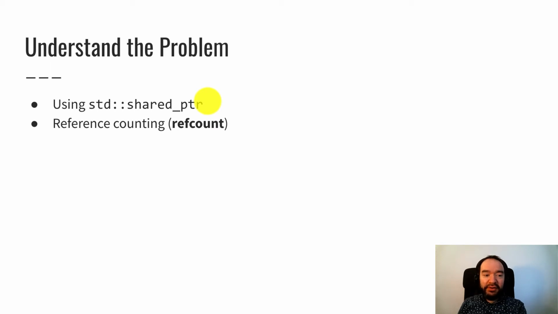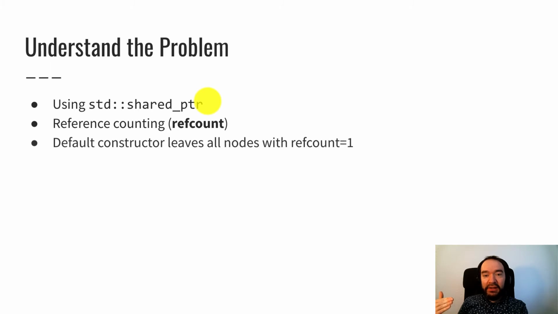The way that shared pointer works is it uses reference counting, which means that when we have shared pointers to a node, the shared pointer class is responsible for keeping track of how many pointers point at that node. That number is called the reference count or the ref count for how many incoming pointers there are to that node. And if that ref count ever becomes 0, that means nothing is pointing at the node and it's time to delete it.